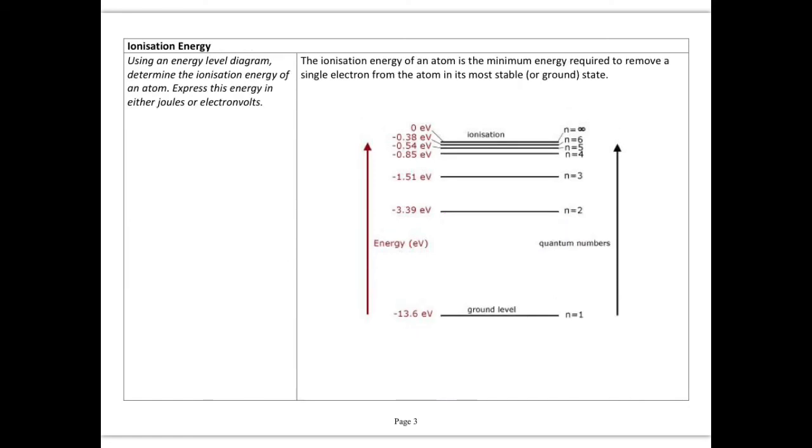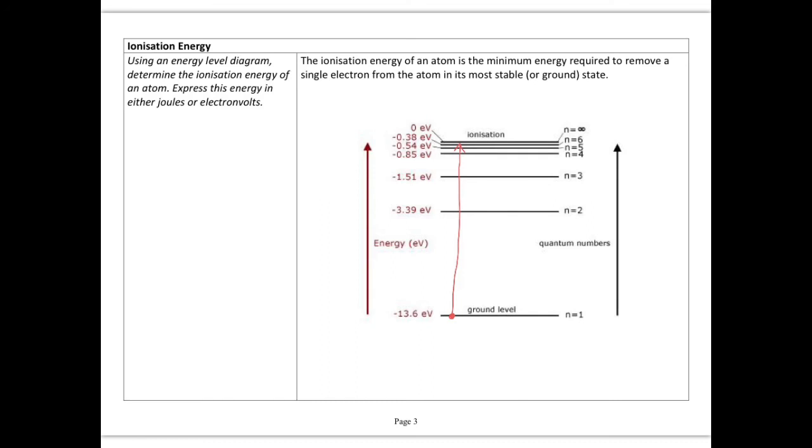And finally, for this section, you need to have an understanding of what the ionisation energy is. The ionisation energy of an atom is the minimum energy required to remove a single electron from the atom in its most stable or ground state. So, if we have the hydrogen atom here, and we have an electron sitting down here in the ground state, if we want to knock that electron right out of the atom to make it form an ion, we have to put in that much energy there.